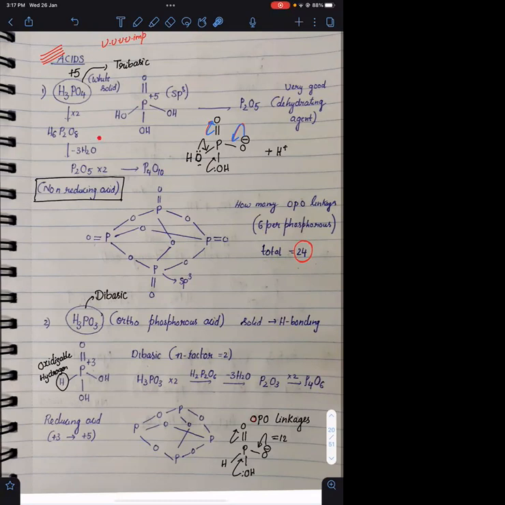P4O10 is formed from P2O5. P2O5 exists as a dimer, like P4O10. P4O6 is formed from P2O3. This also exists as a dimer, like P4O6.